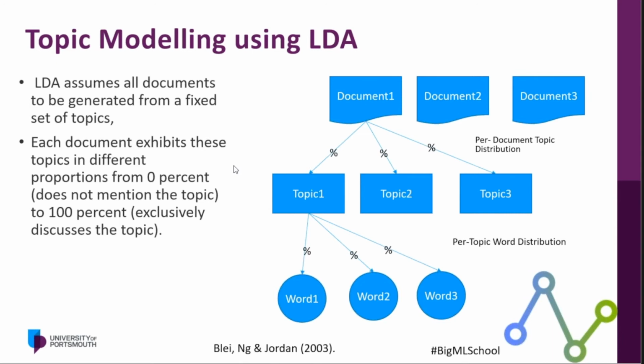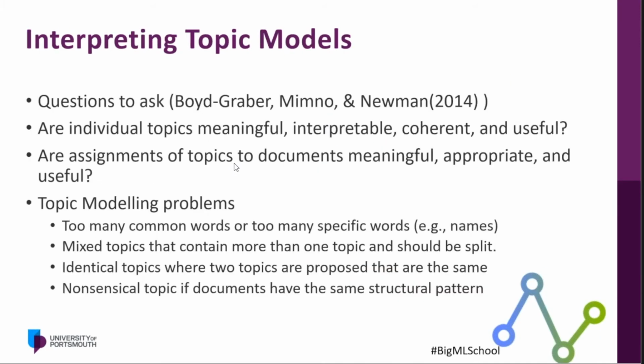We assume that they are documents. So all documents have a fixed set of topics, and each document has these topics in different proportions, from not mentioning it at all, 0%, to 100%, exclusively mentioning it. And each topic is a combination of words which have their own percentage allocation. But we can show you that slightly later on.